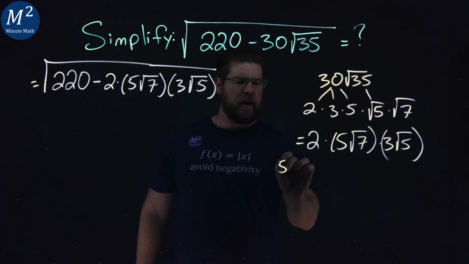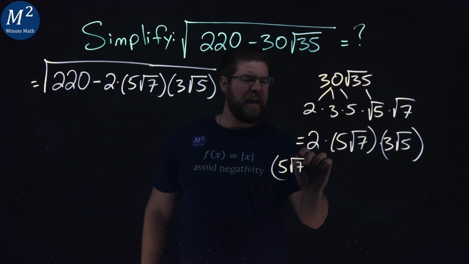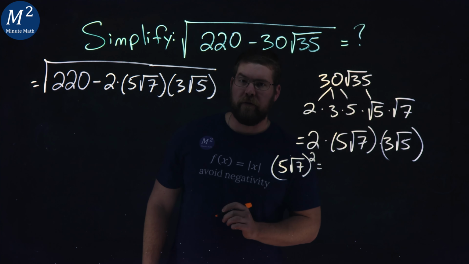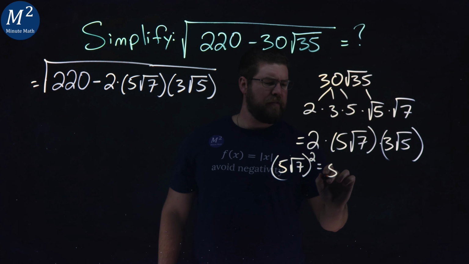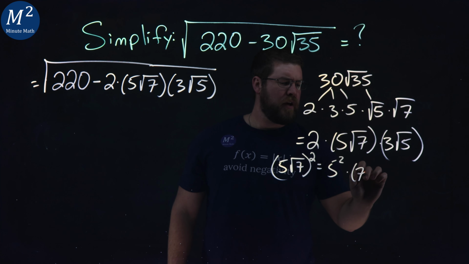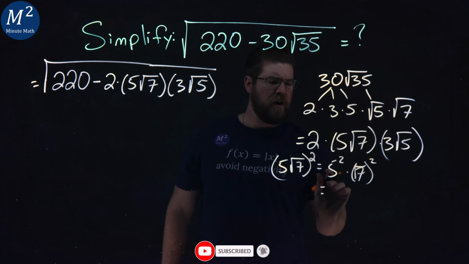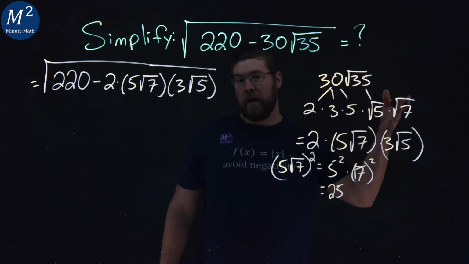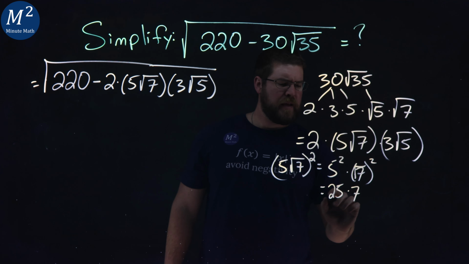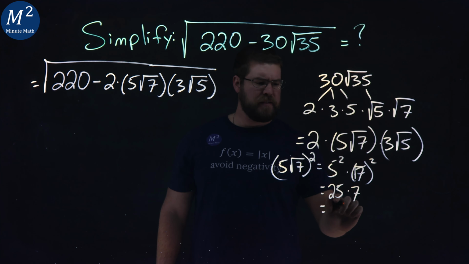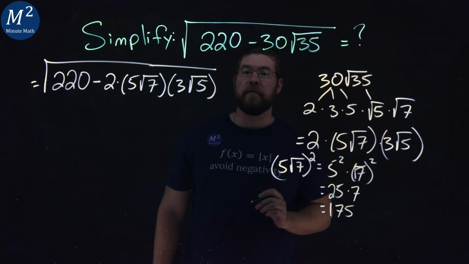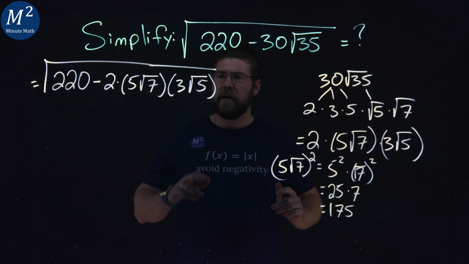If I take my 5 square root of 7 and I square all of that, I'd get 5 squared times the square root of 7 squared. Well, 5 squared is 25, and the square root of 7 all squared is 7. And 25 times 7 is 175.